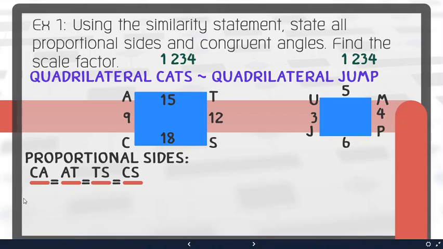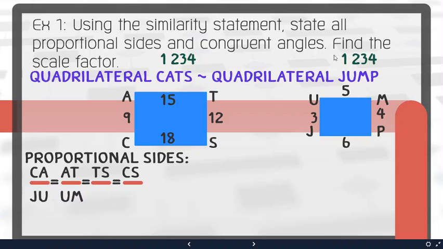So C to the A. Well, C to the A is a 1 and a 2. So the side that is proportionate should also have a 1 and a 2. Which two letters in my other similarity statement have a 1 and a 2? Holy hot dog. That would be JU. It has a 1 and a 2 above it. Okay, A and T have a 2 and a 3 above them. So which letters have a 2 and a 3 above them? Correct. It would be UM.